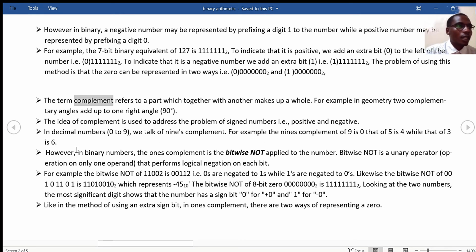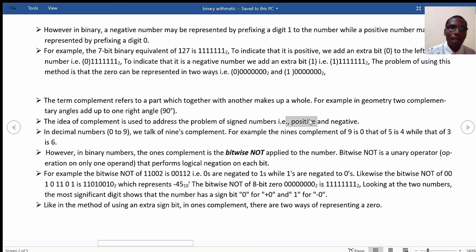And the idea of complement is used to address the problem of signed numbers, which is positive or negative. You will come to learn that when we are doing subtraction and addition, more so subtraction using the complement method, we solve the problem of having a negative binary number. When we are subtracting them, it is like we are adding them. So that will solve the problem of having either positive or negative. In fact, we will take all of them like they are positive binary numbers.